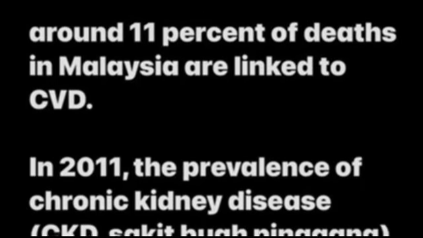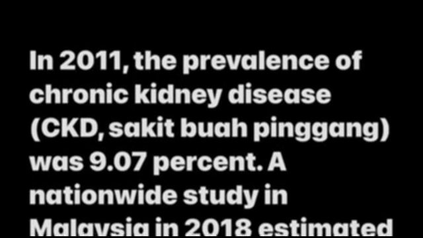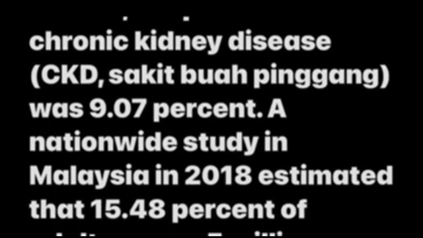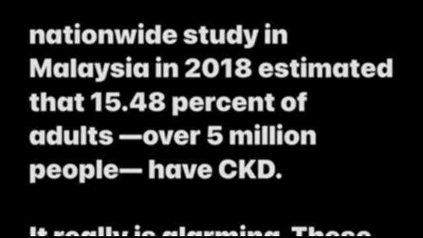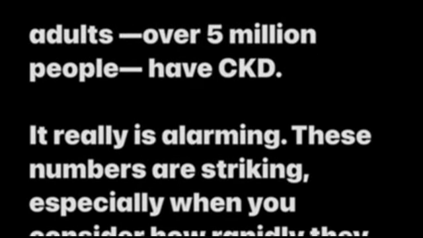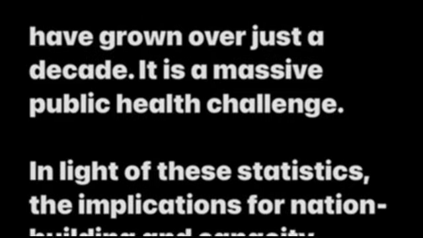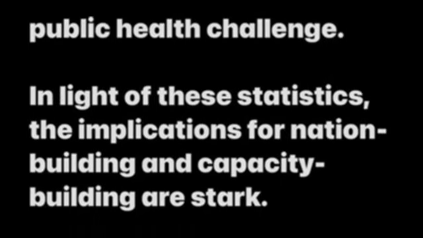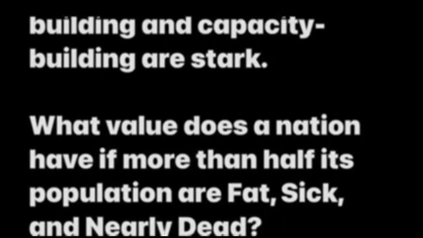In 2011, the prevalence of chronic kidney disease, CKD, sakit buah pinggang, was 9.07%. A nationwide study in Malaysia in 2018 estimated that 15.48% of adults, over 5 million people, have CKD. It really is alarming. These numbers are striking, especially when you consider how rapidly they have grown over just a decade. It is a massive public health challenge. In light of these statistics, the implications for nation building and capacity building are stark. What value does a nation have if more than half its population are fat, sick, and nearly dead?